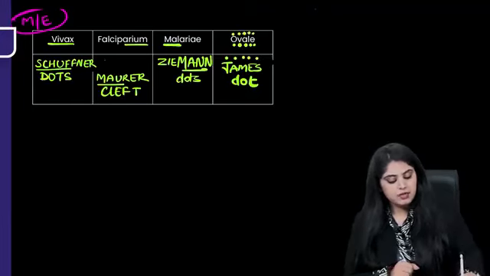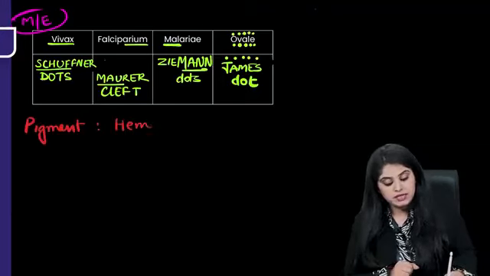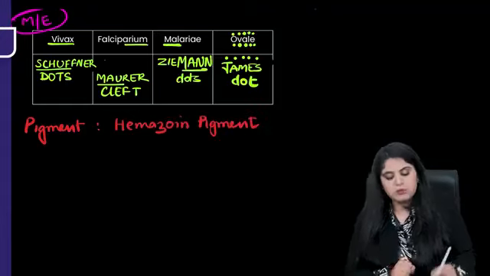Now finally tell me, what is the pigment that you're going to see? In all of them, there is a pigment of malaria known as the hemozoin pigment, which all of us definitely have to know. So, that is all the theory done.